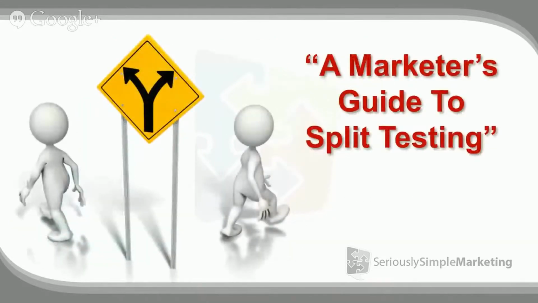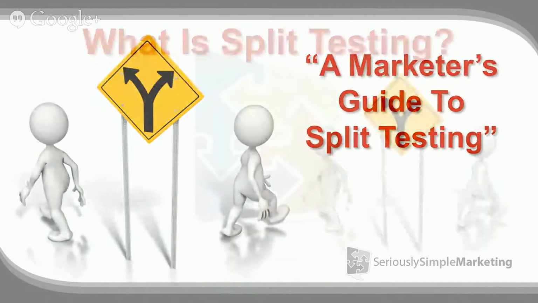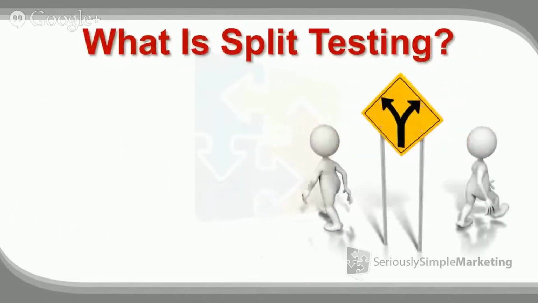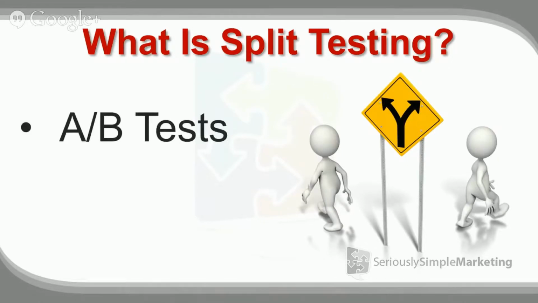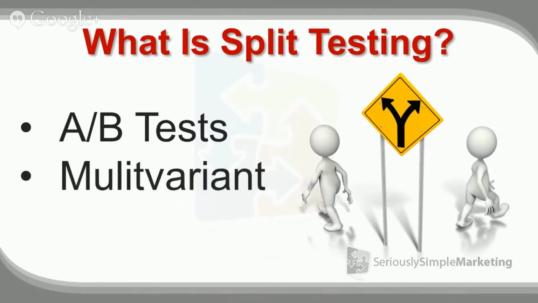Okay, so let's talk about a marketer's guide to split testing. Really can't do that without first talking about what is split testing. We've got a little graphic up here of two little characters, one going one way and one going the other way. That's essentially all that split testing is. It's software that will put up two different options to your visitors. So visitor A sees option 1 and visitor B sees option 2. That's really what it is. There are two types of split testing: A/B tests and what they call multivariate tests.